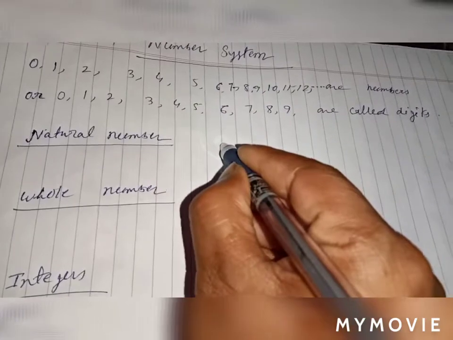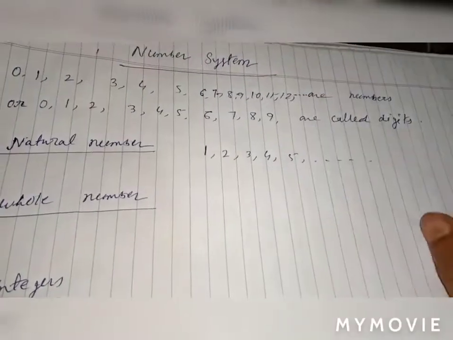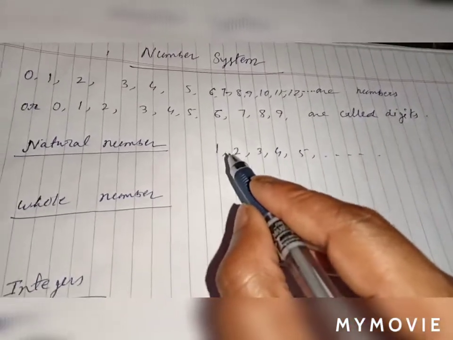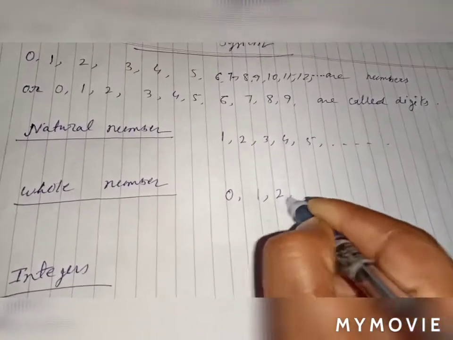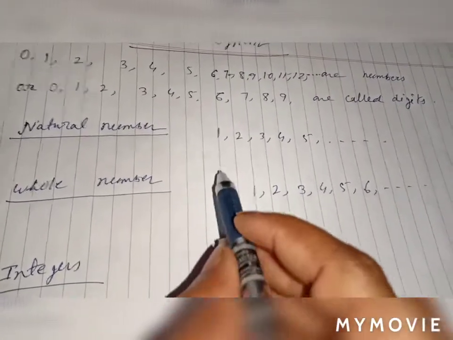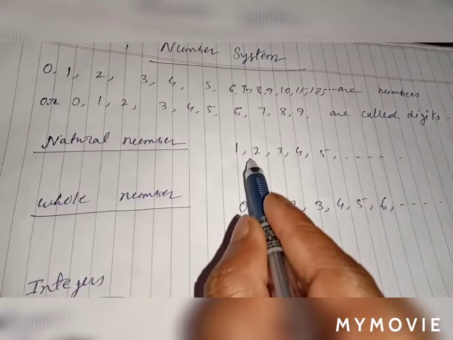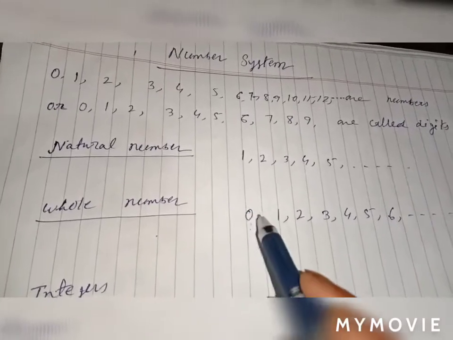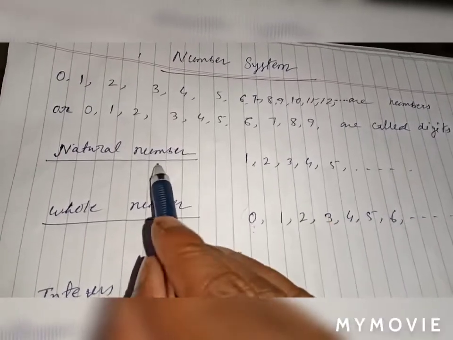See, natural number 1 2 3 4 5 dot up to infinity, means uncountable. These are actual natural numbers. So you can say a number which starts from 1 to infinity is called natural number. Then whole number 0 1 2 3 4 5 6 dot means all natural numbers including 0 is called whole number. But 0 is not a natural number. But you can say that all natural numbers are whole numbers, but all whole numbers are not natural. Why? Because 0 is a whole number and 0 is not a natural number. So all of you understood? All natural numbers are whole numbers.